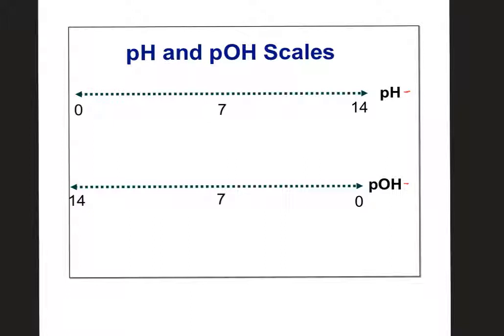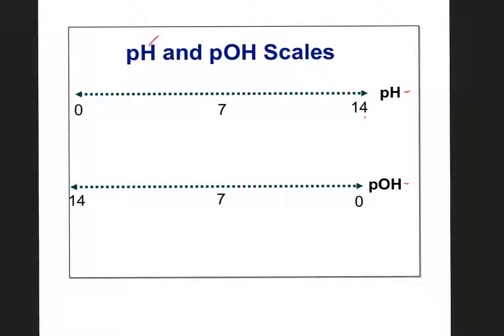If we're more basic, we have more OH minus, and our pH is going to be closer to 14. Okay, pH does not determine if something is an acid or base. It does not determine if it's an acid or a base. pH is a measurement of acid-base concentration. So it's like a different way of stating molarity or concentration.